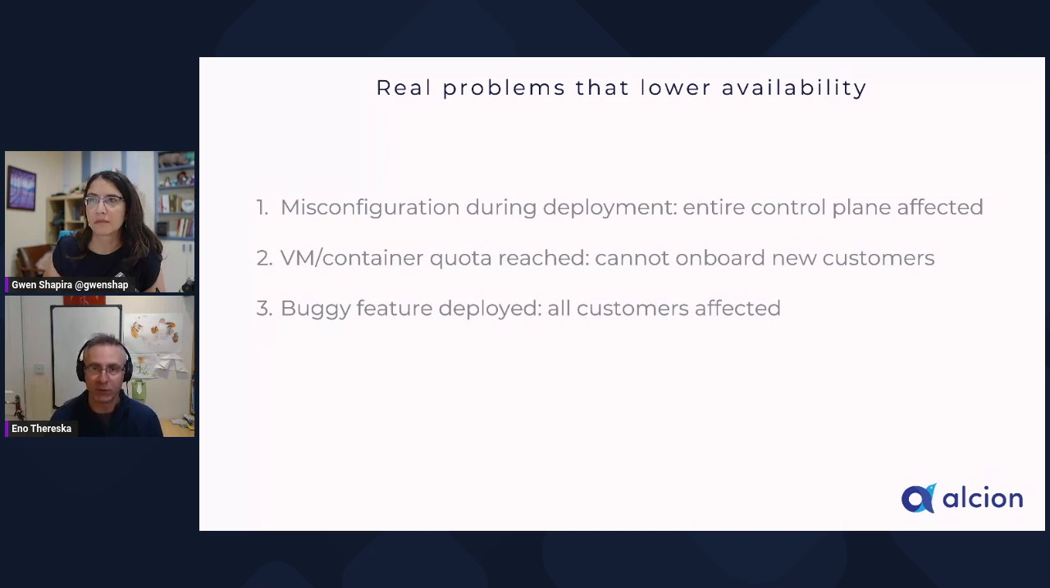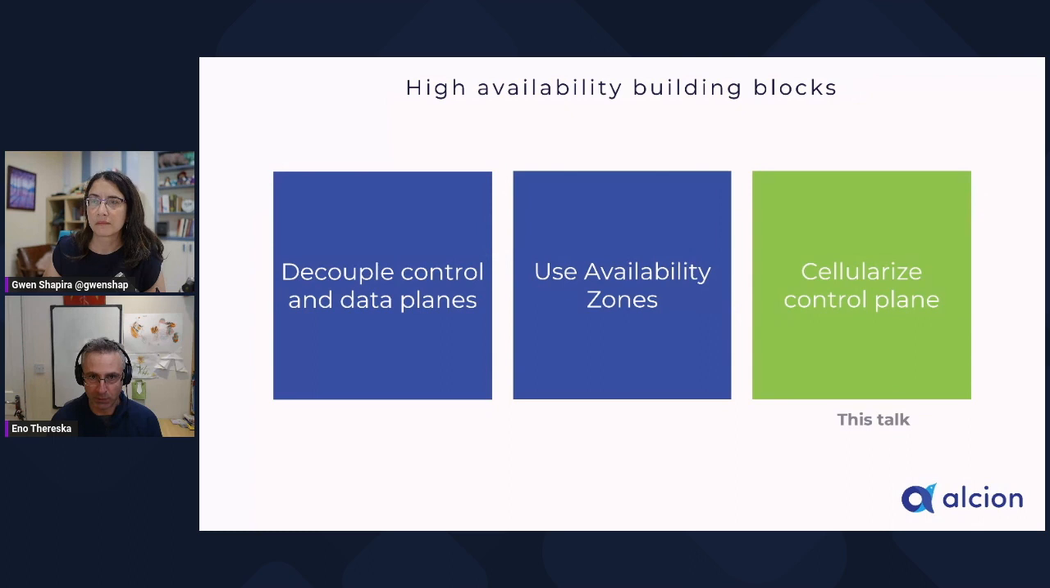So if we want to build robust applications, a little bit more robust, I'll talk a little bit later. Do you really need this? When do you need this? This is not all the time, okay? But if we want to take things a little bit to the next level, we're going to talk today about cellularizing the control plane and cell-based architectures as a key to making the control plane more robust.